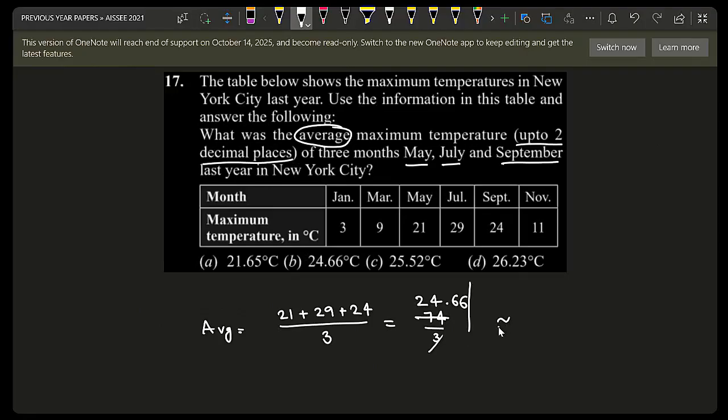So we can say approximately equal to 24.66 degrees Celsius. Why did I write approximately equal to? Because this is not the exact answer. This is the approximate answer, because after the decimal, 6 will repeat infinite times, but we are writing only 2 places. It is not exactly equal to, it is approximately equal to 24.66 degrees Celsius.